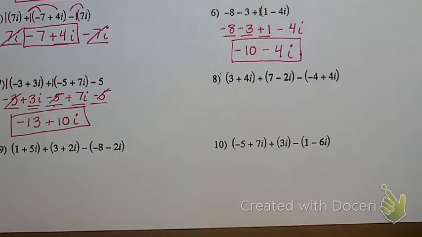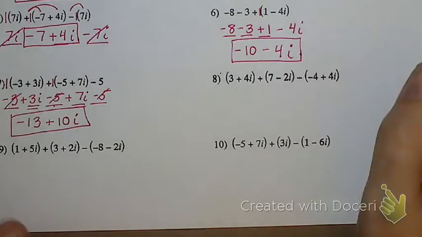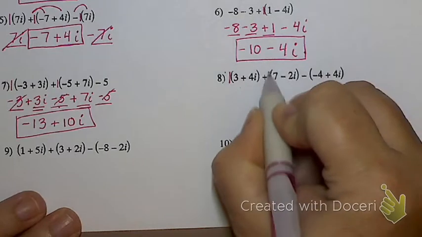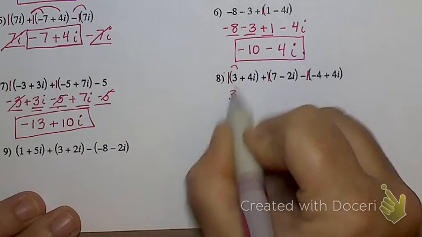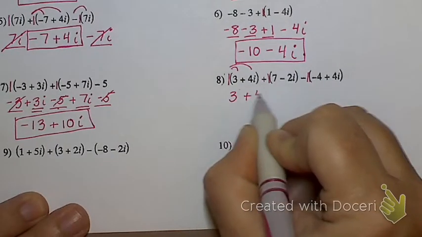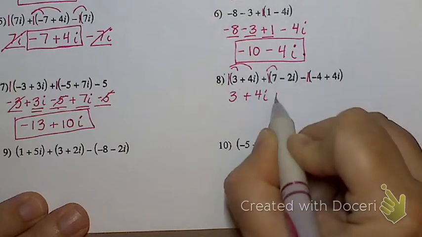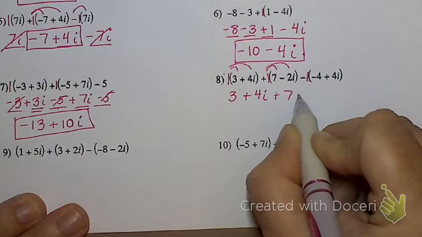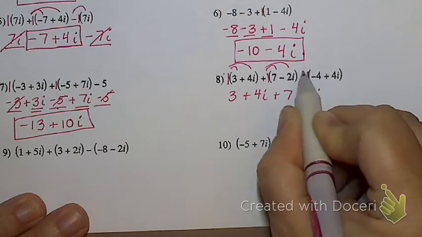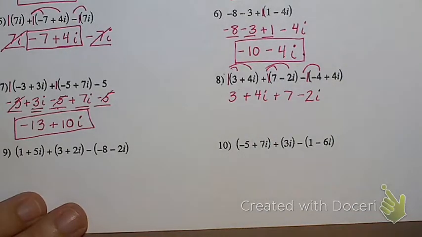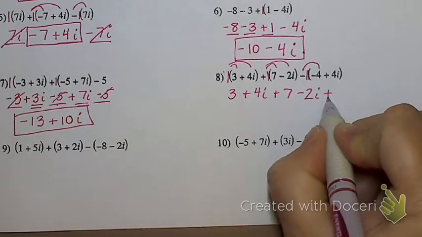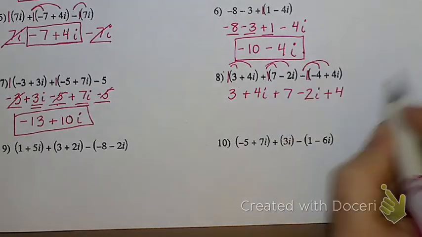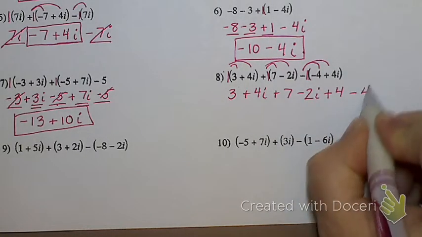Do you see how I'm trying to make it so much more complicated by giving you 3 sets of parentheses? Because there's not much you can do to make these more difficult. There's my 1. All right, 1 times 3 is 3. 1 times 4i is 4i. 1 times 7 is 7. 1 times negative 2i is negative 2i. Negative 1, do you notice when it's a subtraction I have to distribute a negative 1? Negative 1 times negative 4 is positive 4. Negative 1 times positive 4i would be negative 4i.